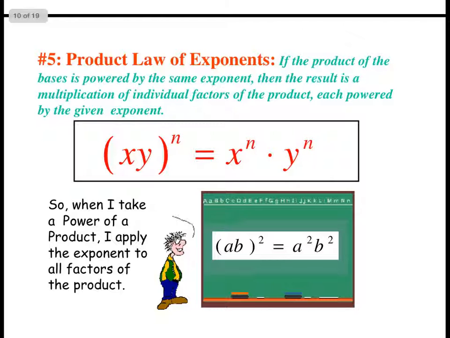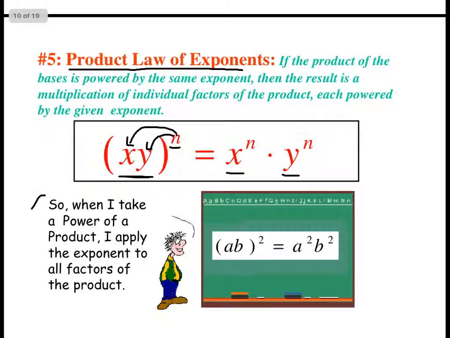All right, another rule is called the product law of exponents. If the product of the bases is powered by the same exponent, then the result is a multiplication of individual factors of the product. So each powered by the given exponent. So let's see what this looks like. If you have xy and you're raising x times y to the nth power, then that means you have to apply this power to each individual factor inside of the parentheses. So you get x to the nth times y to the nth.